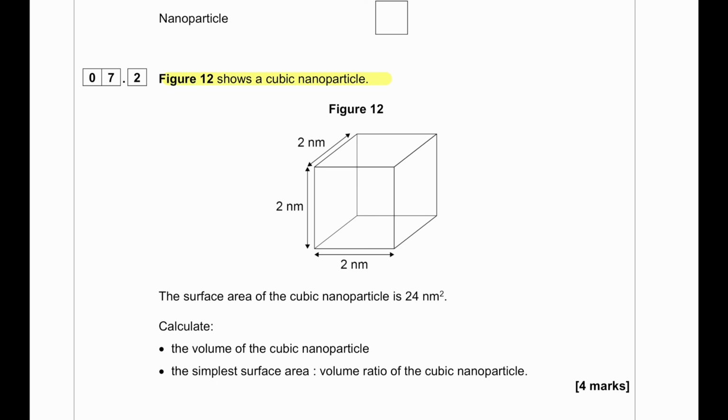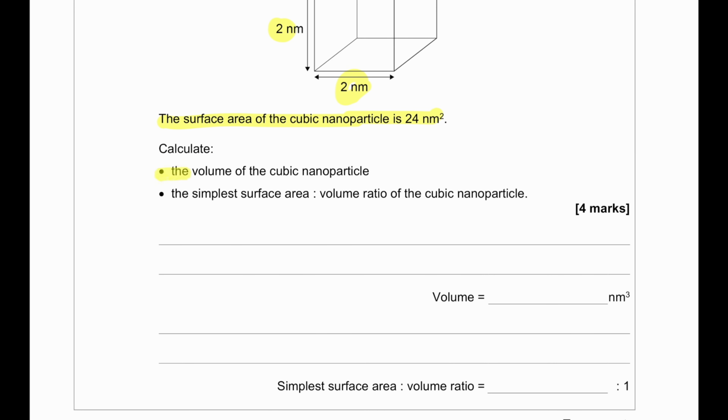Figure 12 shows a cubic nanoparticle, 2 nanometer by 2 nanometer by 2 nanometer. The surface area of the cubic nanoparticle is 24 nanometer square. Calculate the volume of the nanoparticle. So to calculate the volume of the nanoparticle, first of all, we will have to multiply length into breadth into height. So 2 times 2 times 2, which will be 8 nm cube.